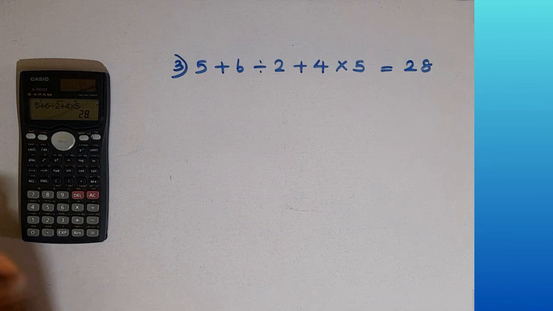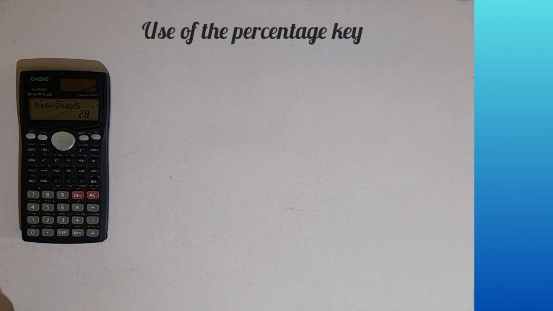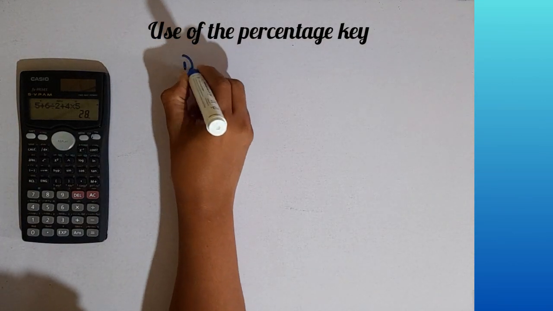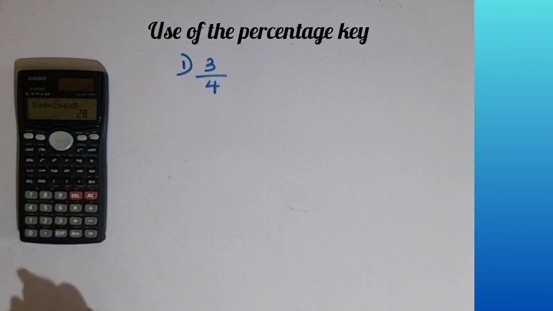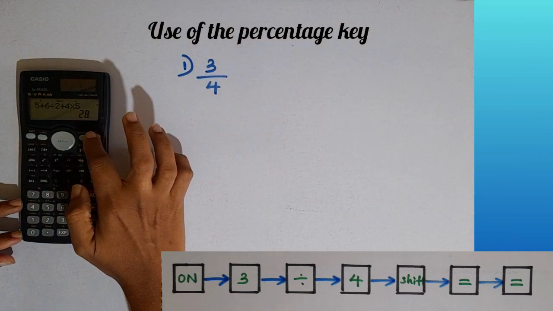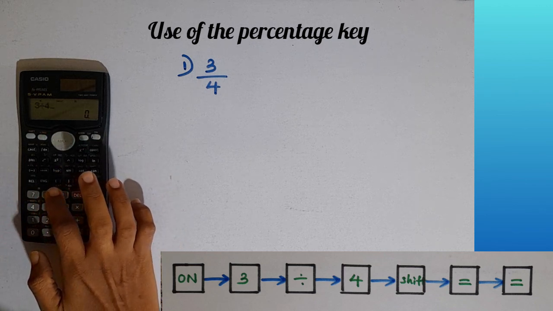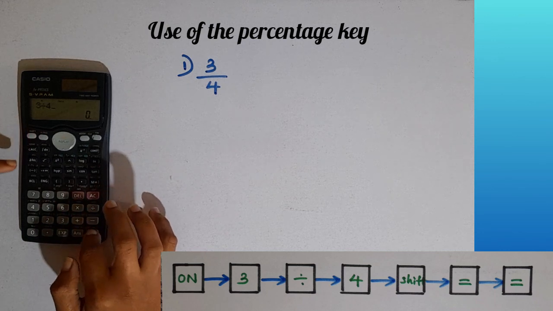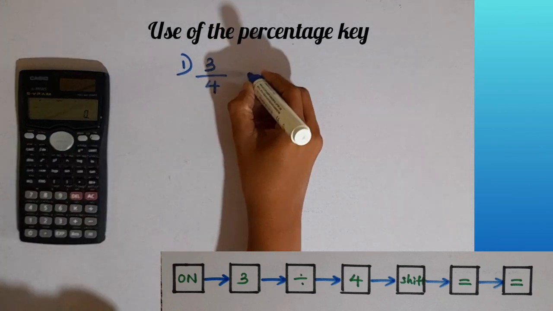Then we'll learn how to use the percentage sign key. Our first percentage question: we'll take 3/4. How to convert 3/4 to a percentage? First, this is the flow chart. First we have to press the on key, then 3 divide by 4, then the percentage key. The answer is 75%.